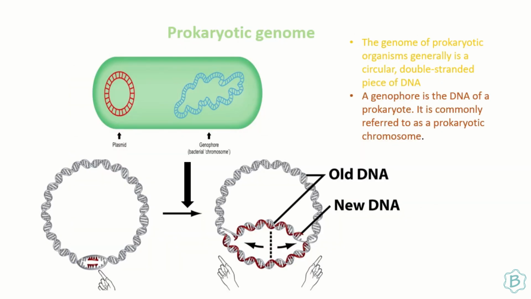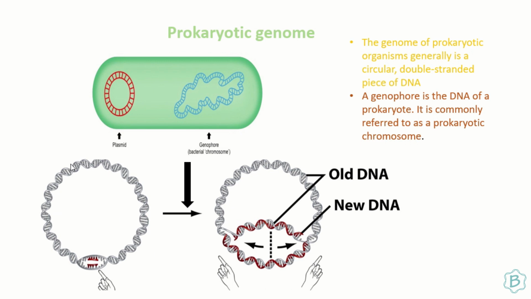Next is the prokaryotic genome. Let's get an introduction to the prokaryotic genome. This is the bacterial cell, and as you can see, bacteria have two kinds of DNA. One is the genomic DNA, another one is the plasmid DNA, which is also known as the extrachromosomal DNA. We will not be talking about the plasmid much here. We will be more focused on the genomic DNA. The genomic DNA of a bacterium is usually circular, and it is also named the genophore. It's just another name for chromosome. Like in eukaryotes we say they have chromosomes, similarly in prokaryotes we name them genophores.